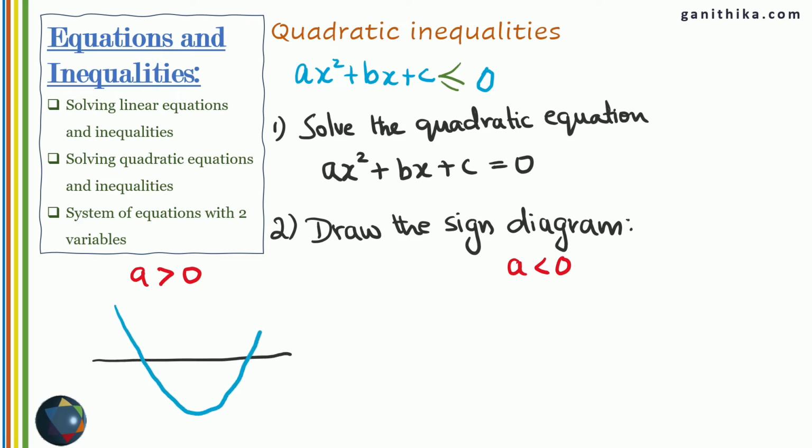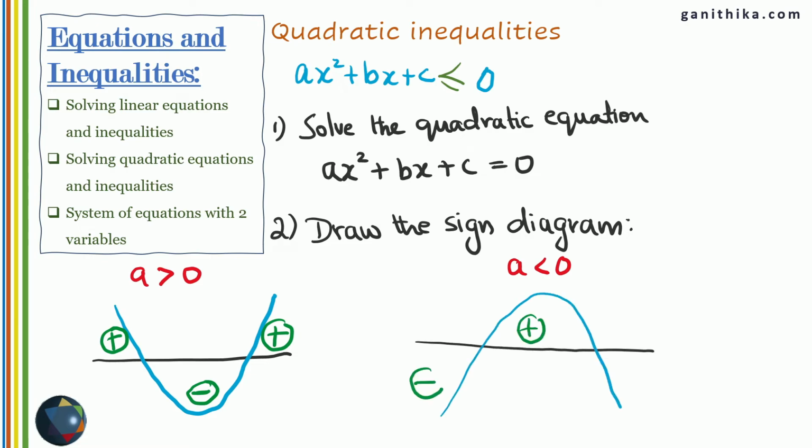If it is positive, the graph looks like this. The positive y values will be on either side of the solutions, and negative y values will be between the solutions. Whereas for a less than 0, the graph would look like this, with the opposite signs.